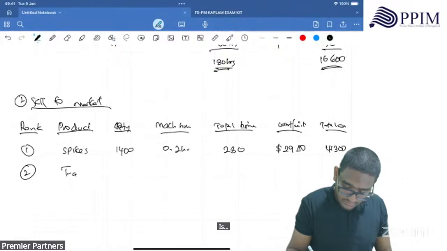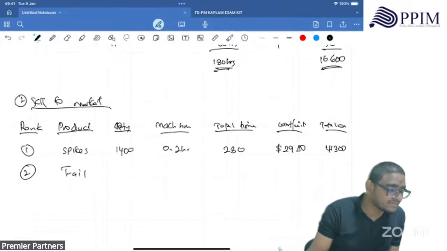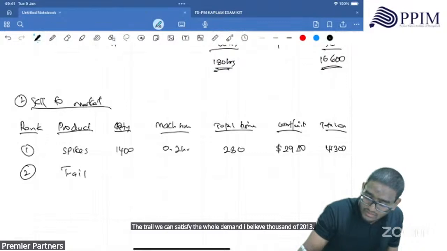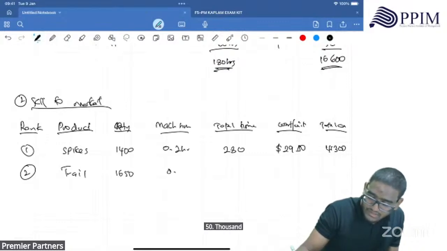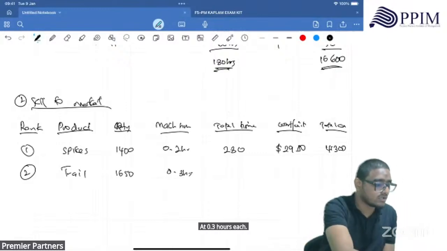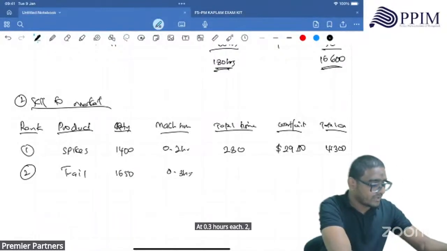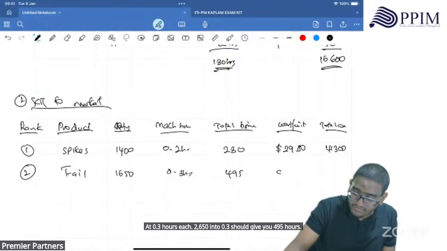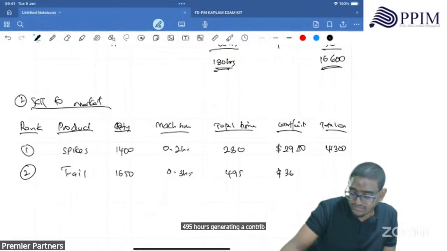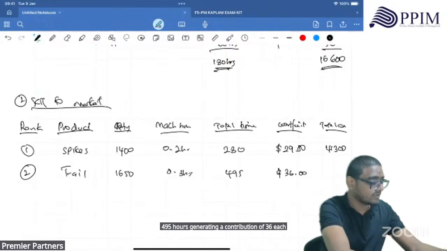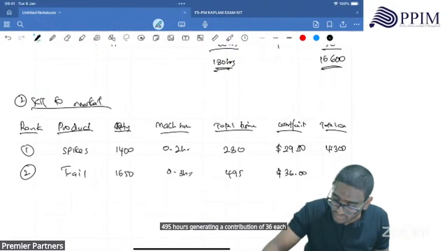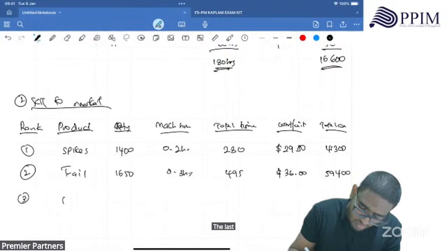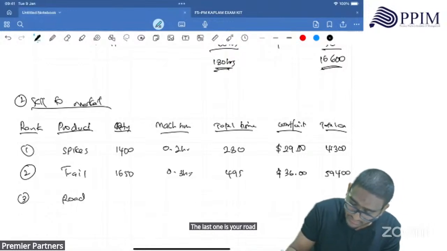Then the second one is trail. So trail, we can satisfy the whole demand, I believe, 1,650 at 0.3 hours each. So 1,650 into 0.3 should give you 495 hours, generating a contribution of 36 each, which is 59,400. Then the last one is your road, where you have to work out the difference.